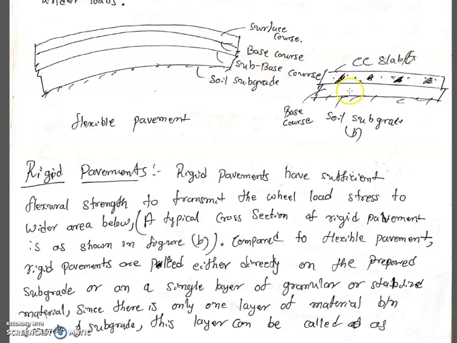Subbase course, we don't have the subbase course in the rigid pavement. Here we can use the base course or subbase course. Any one course is sufficient. Why? The maximum load stresses will be withstood by the CC pavement. Here the grain to grain particle distribution will be done.